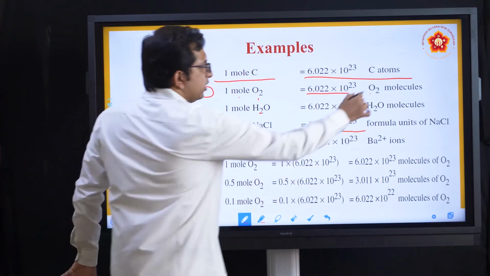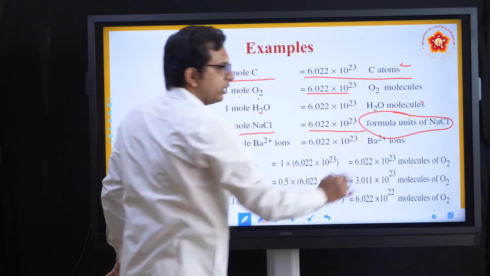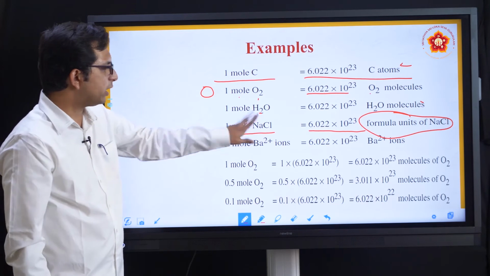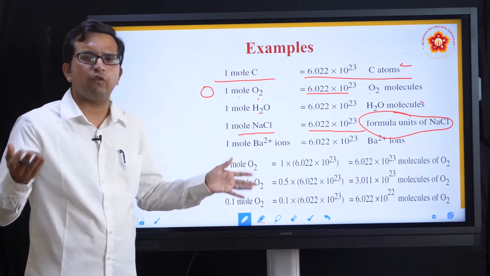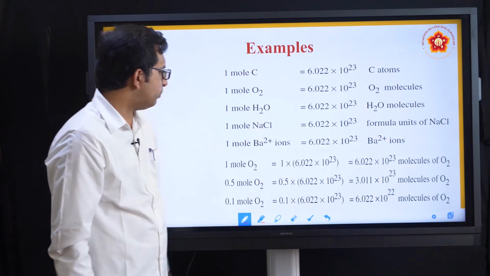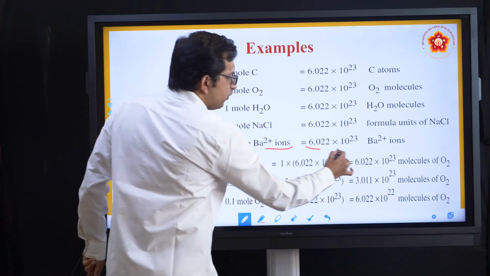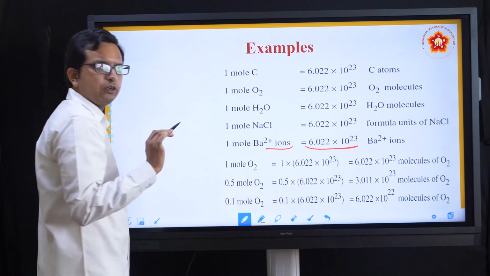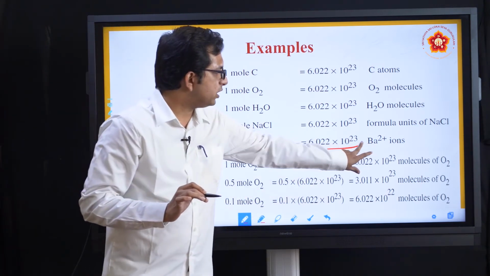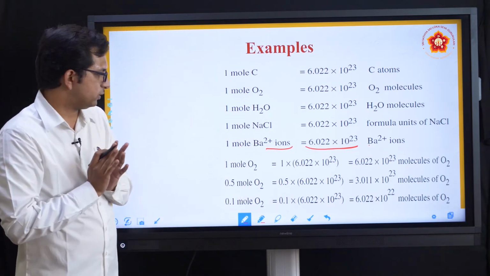It is just that here we used atoms, molecules. Now we are using this terminology of formula units because it is a stable compound which has been formed from ionic parts. Moving further, 1 mole of Ba2 plus ions. Because we talk about ions, the number of ions is same, which is equivalent to Avogadro number. It is nothing but equal to Ba2 plus ions, 6.022 into 10 raised to 23.